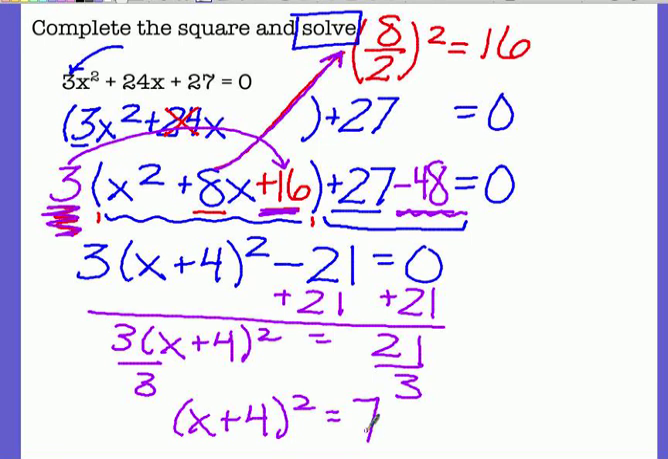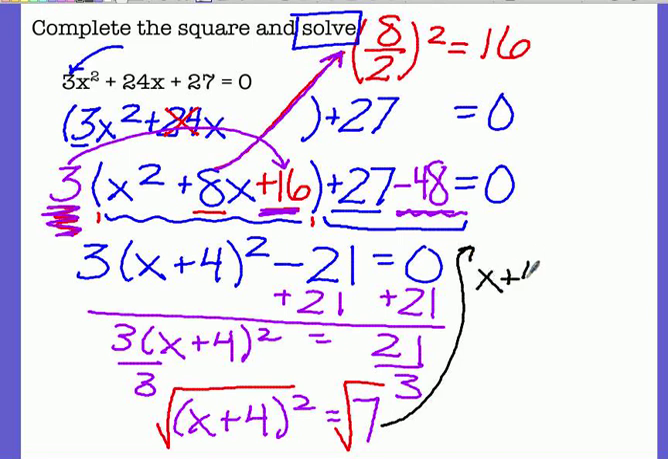I can tell that I'm going to get answers that are not whole numbers or might need to be written in radical form. I'm going to square root both sides, and when I put in a square root, I know that means that I'm going to get 2 answers. Here's what they will look like. x plus 4 is equal to, now this I feel is the best way to go about doing this problem, the positive and negative version of the square root of 7.